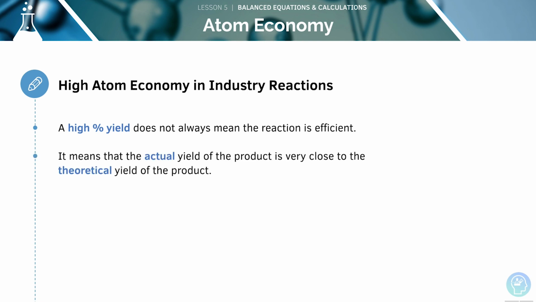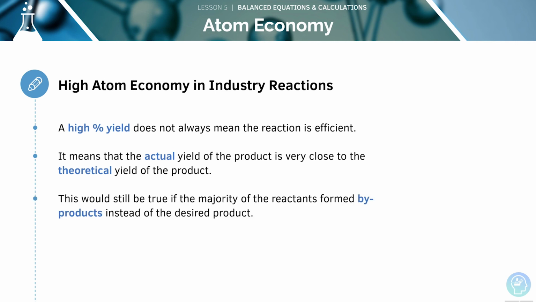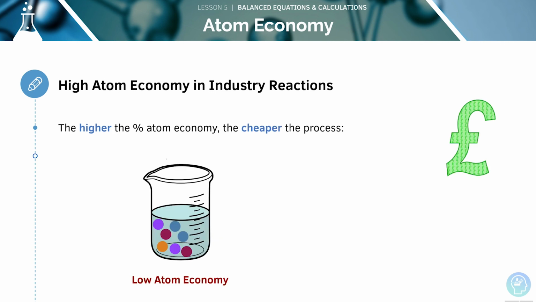A high percentage yield does not always mean the reaction is efficient. When a reaction has a high percentage yield, it means that the actual yield of the product is very close to the theoretical yield of the product. However, this would still be true if the majority of the reactants formed byproducts instead of the desired product.